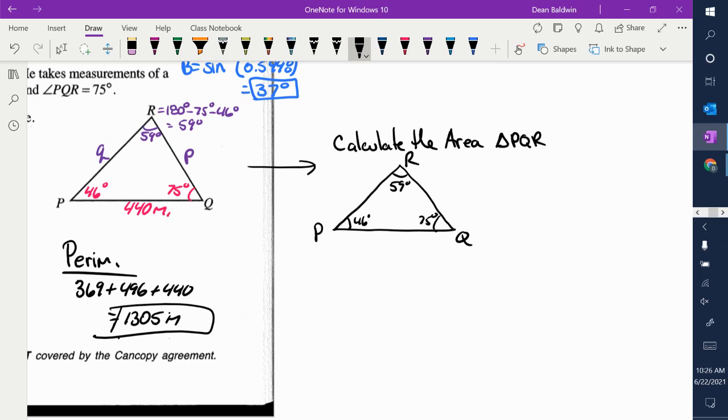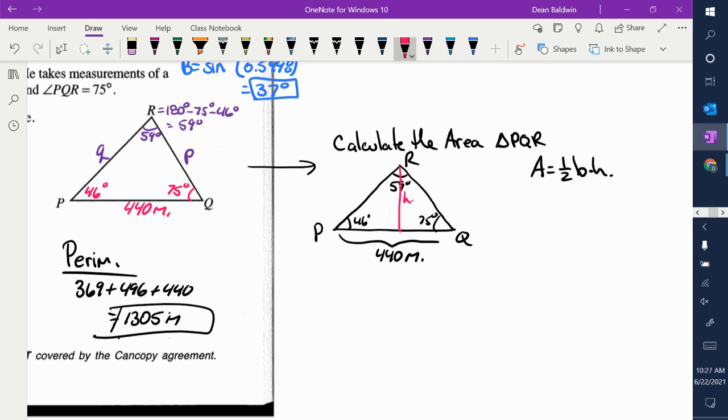Okay, what is the formula for area of a triangle? Yes, so area of a triangle is 1/2 the base times the height. We know what the base is, right? They give us that. It's 440. But we need to figure out the height. Oh, I had to draw a line straight down. So, how am I going to find the height? What is the good thing about what we just did?